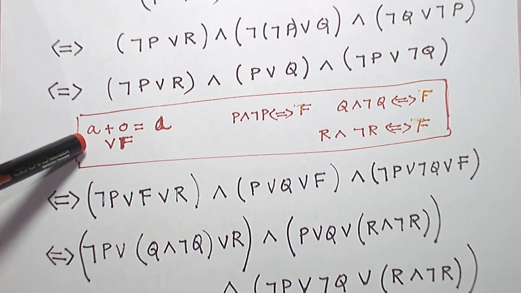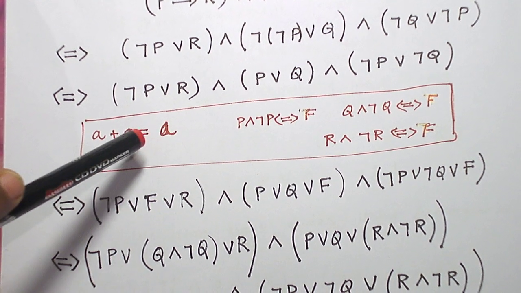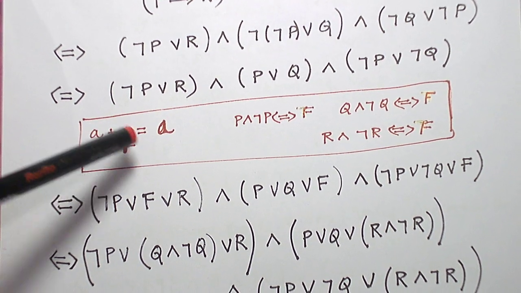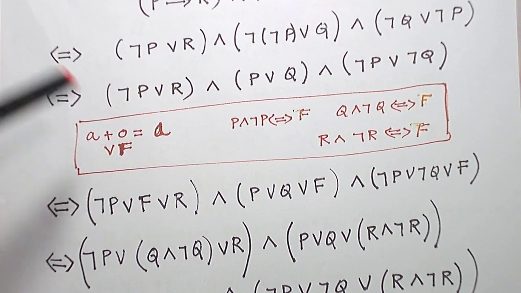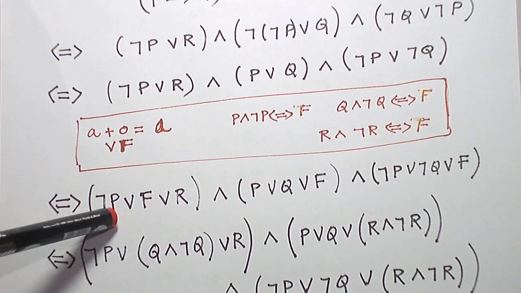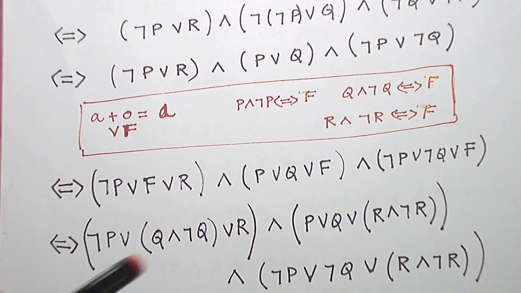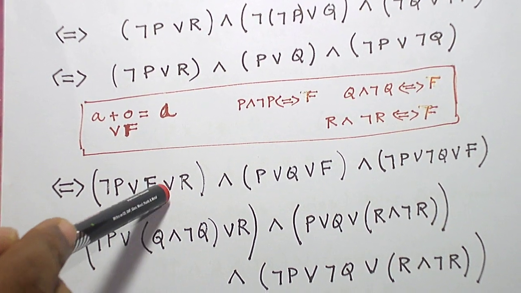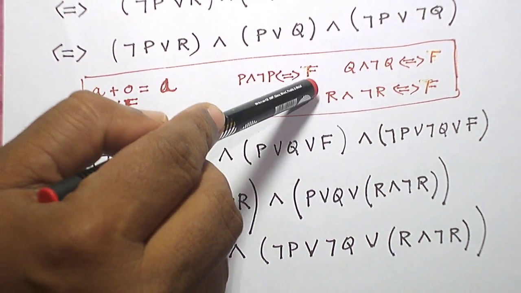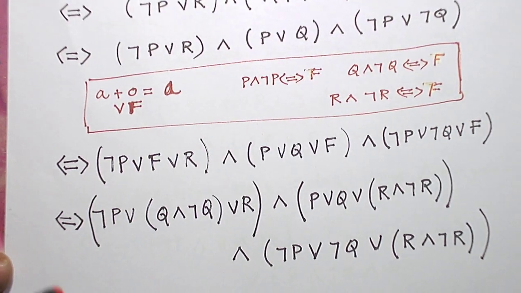If I take a number A, with A we have to add 0 only to keep the same value. Here addition is identified with disjunction, and 0 is identified with the false statement F. So with each term I am going to add F. By adding F, the value will not change, by the identity law. Now each F I am going to replace with the missing variable, and we know that P and negation P is F, Q and negation Q is F, R and negation R is F.